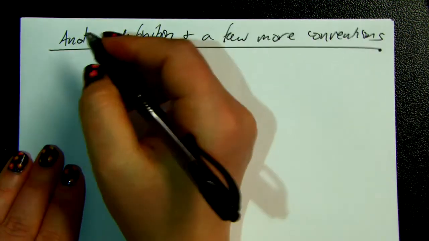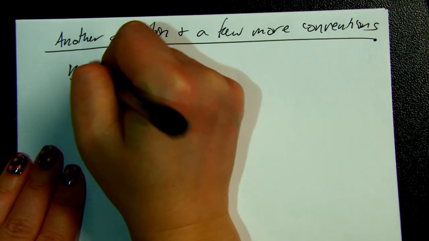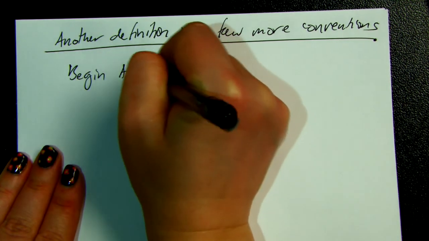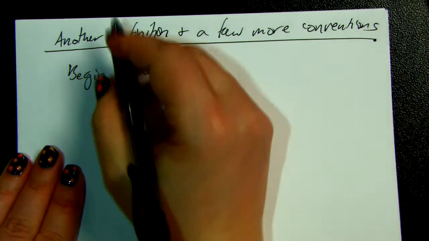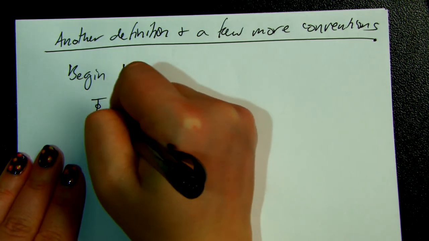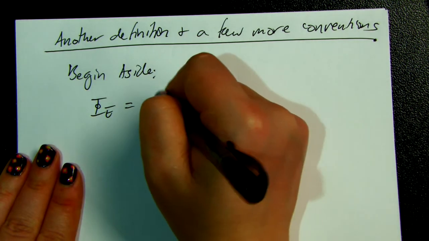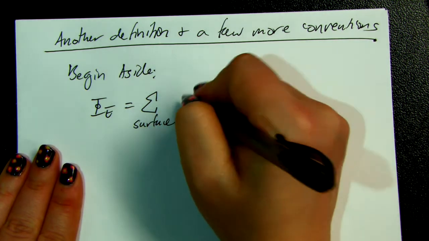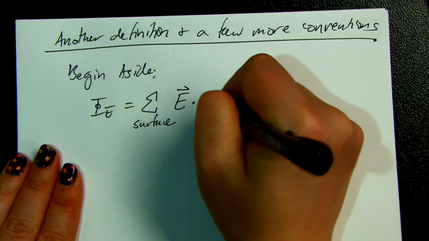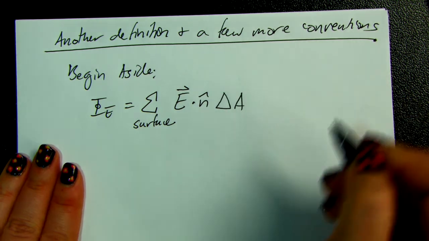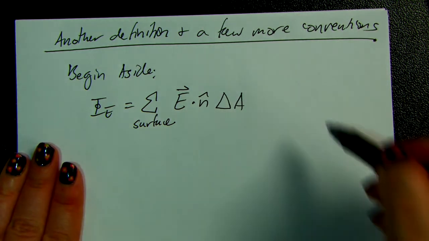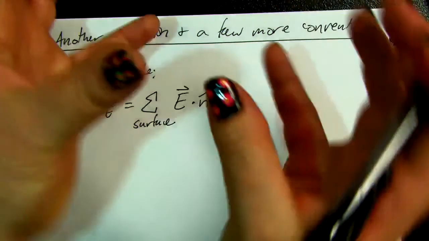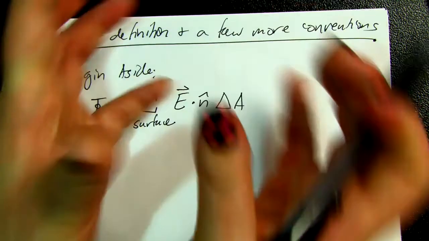All right, so this is also an aside. Electric flux Phi E is equal to the sum over the surface of E dot n hat times delta A. So basically you're summing up all of those field lines over your surface that you've enclosed.